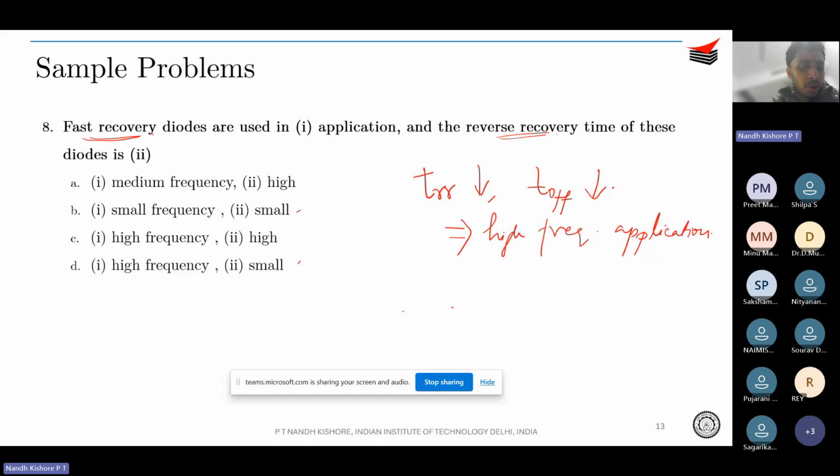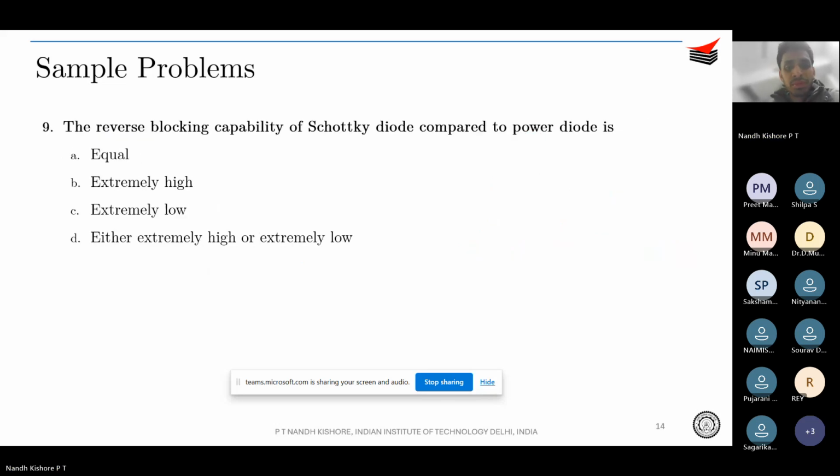Okay, so the option is D. Fast recovery diodes are used for high frequency applications, and the reverse recovery time of these diodes is very small. The reverse blocking capability of a Schottky diode compared to a power diode is dash.